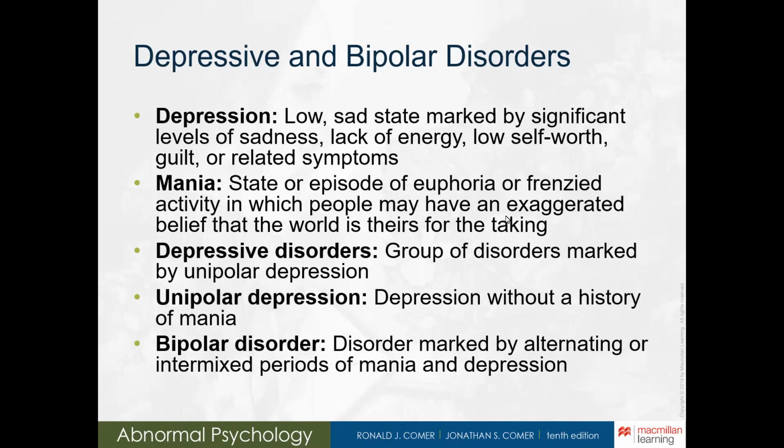Depressive disorders are groups of disorders that are marked by unipolar depression. Unipolar depression is depression without a history of mania. And finally, we have bipolar disorder. This is a disorder that's marked by alternating or intermixed periods of mania and depression.